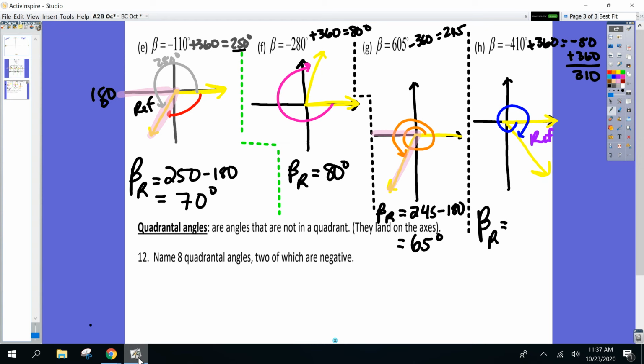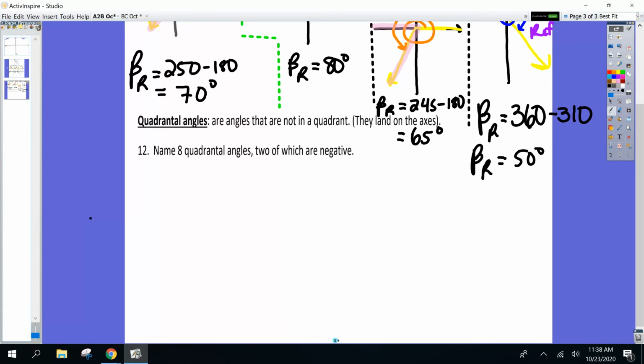Would we use 360 and 310? Yep, and do what? Subtract. You got it. And just keep in mind, guys, you got to get a number that's positive and less than 90. Are we okay finding your own reference angle no matter what degree I give you now? Okay, final thing I need to do before I let you loose.